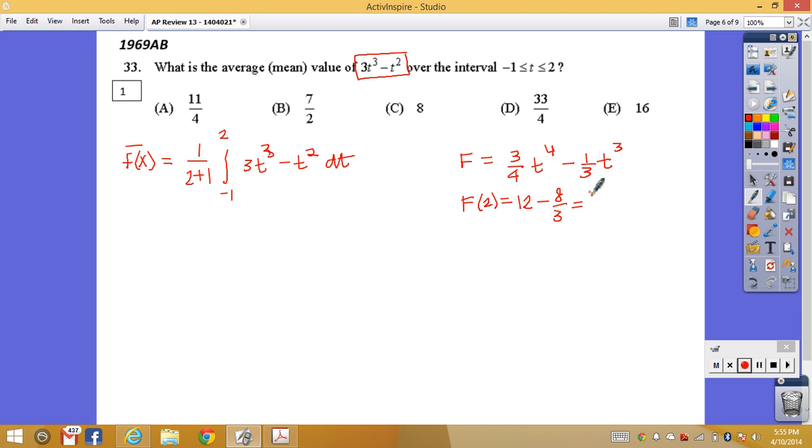which 36, so that's 28. 36, okay, and then f of -1, -1 to the 4th power, so that's just 3/4, -1 to the 3rd power would still be negative, so that becomes positive 1/3, and then this one, common denominator would be, make that 9, make that 4, so 13/12, and this one out of 12, multiply that by 4, and we get 112. Subtract those. Let's see, so we get 99/12.